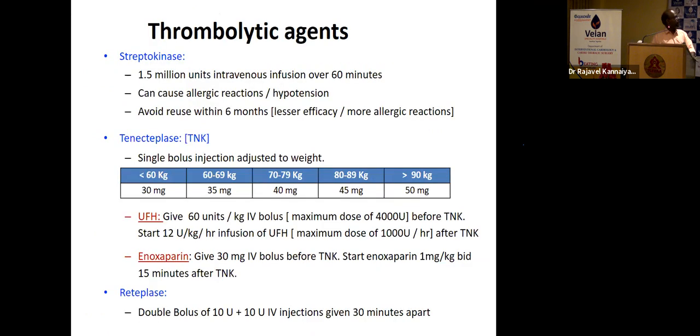Next. What are the agents we use for thrombolysis? Commonly used agents are tenecteplase and streptokinase. Streptokinase is 15 lakh units in 100 ml of normal saline over 1 hour. Tenecteplase is 0.5 milligram per kg as a single dose injection. And reteplase is 2 boluses of 10 units, 30 minutes apart. These are the thrombolytic agents we commonly use.